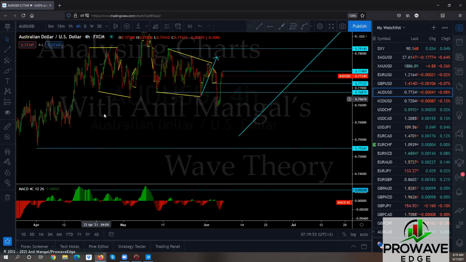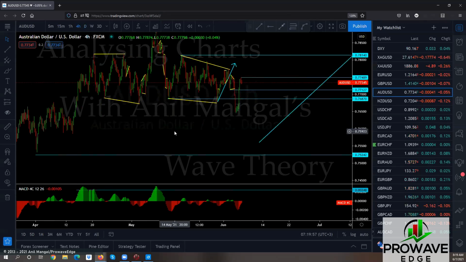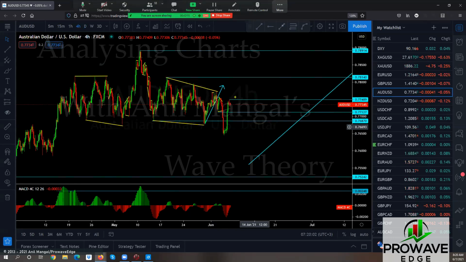So we've got one move down, the sharp one. We've got a move up, which has become the A part of that correction. We're in the B part of the B wave. So somewhere here, we will expect a correction. I'll expect this to correct some more. And then we're looking for the upside. It could be much deeper than that as well. And then we're looking for the upside.